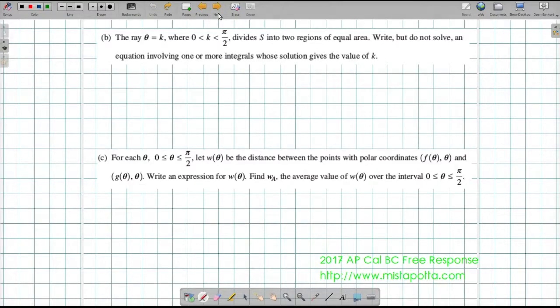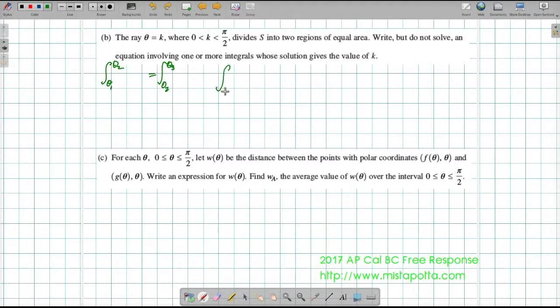Moving on to part B, it says the ray theta equals k, where 0 is less than k is less than pi over 2, divides S into 2 regions of equal area, and it says write but do not solve an equation involving one or more integrals, whose solution gives the value of k. So what I essentially want to do is set those integrals that we were talking about from theta 1 to theta 2 and another integral from theta 2 to theta 3 to be equal to each other.